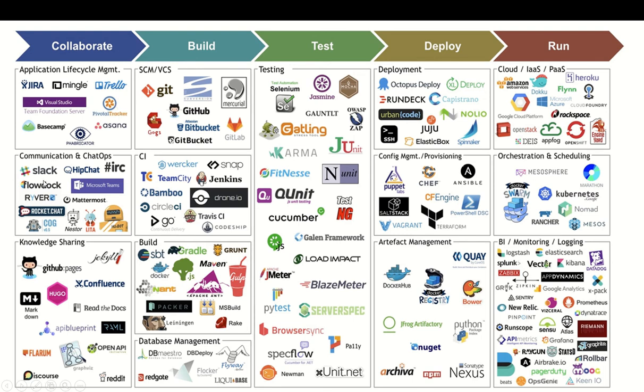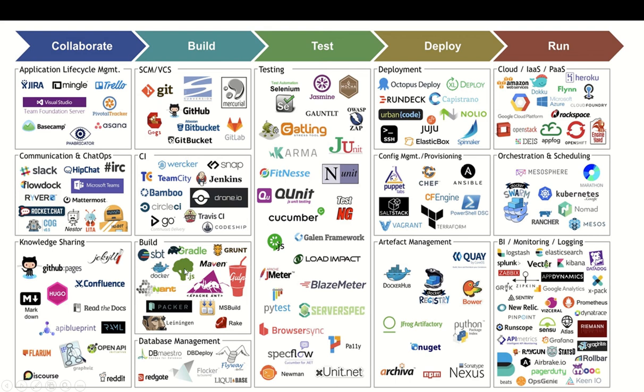As mentioned here, for communication and ChatOps, we'll be using these tools, and for knowledge sharing, these tools will be used. At the build stage, we'll be using version control systems like Git or GitHub, or Bitbucket, Gitbucket. So these are all the tools. CI is continuous integration, where we'll be using Jenkins or Snap. So these are all the tools. A few are paid tools and a few are free tools.